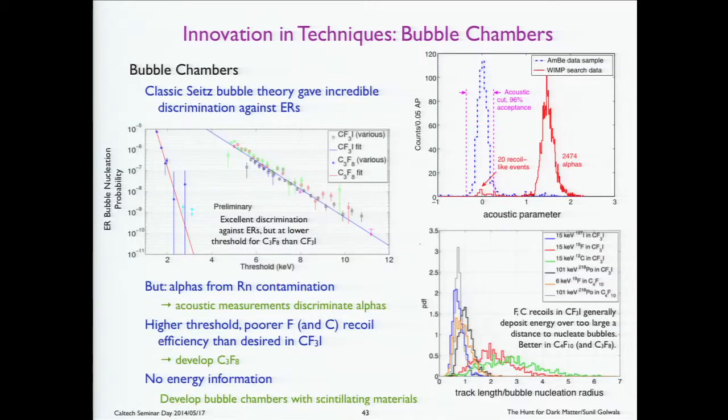So they came up with a clever idea, which was to listen to the events. They put piezoelectric transducers around the vessel, and they found that events due to alpha particles are just louder than events due to nuclear recoils. These are the nuclear recoils here. These are the alpha particles. So by combining the rejection of electron recoils using the whole bubble chamber idea, and then listening to the events to throw away the alphas, they can now search for nuclear recoils from dark matter. So this is a very clever technique.